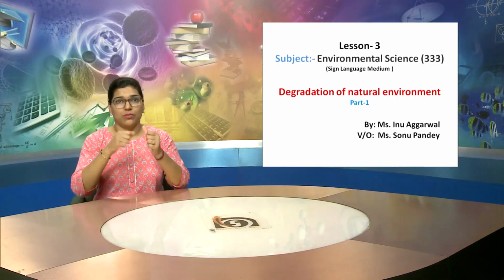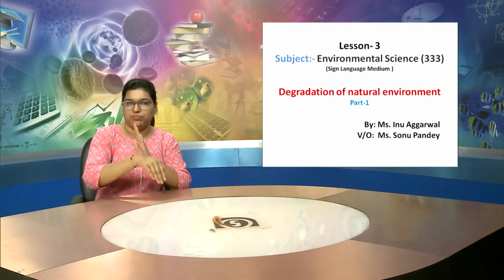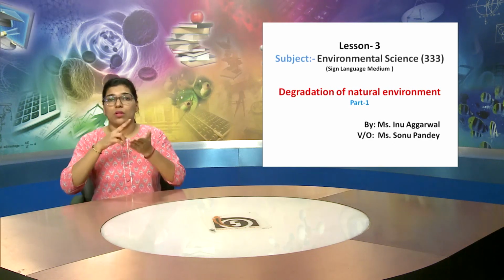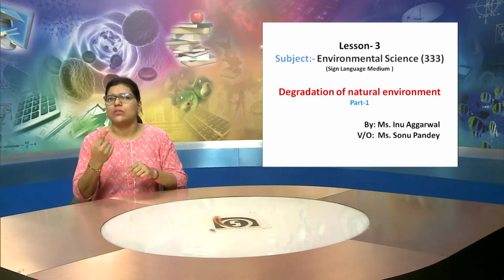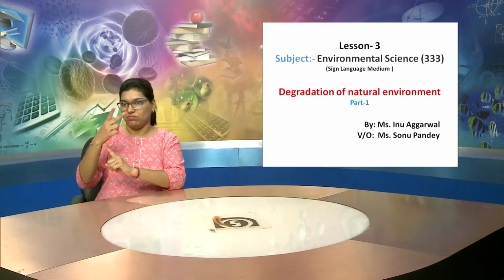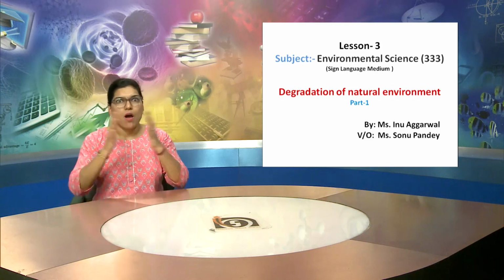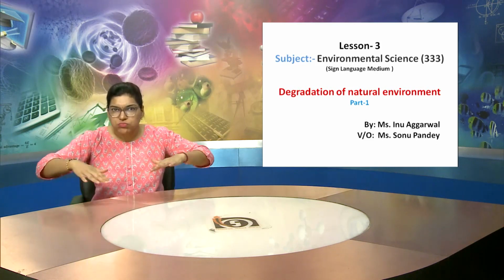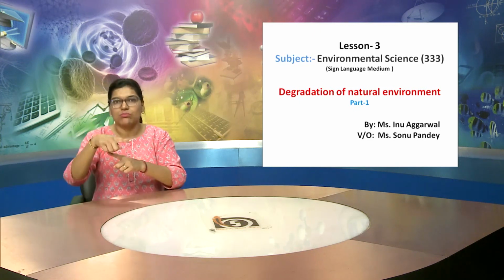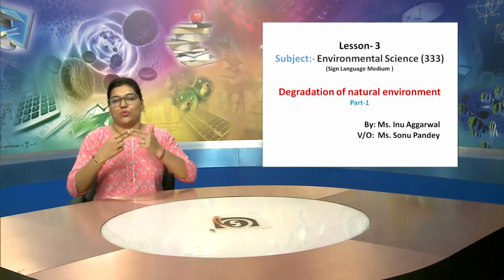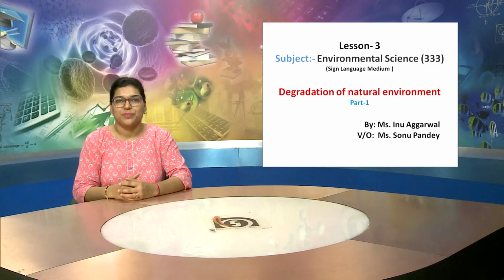Name of the lesson is degradation. The meaning of degradation is going down. So, the lesson name is degradation of natural environment. We all know that the environment is getting polluted day by day with each passing day. All the natural resources are depleting. So, this chapter is all about this degradation of natural environment.